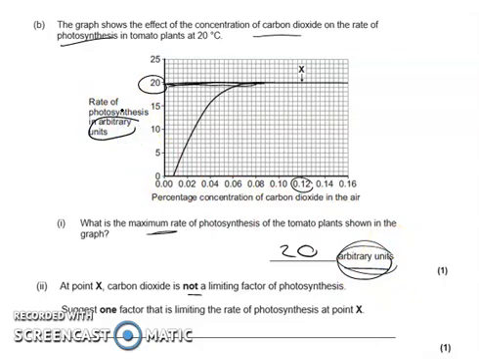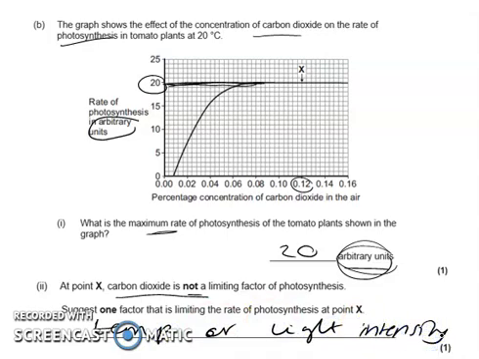The next question says, suggest one factor that is limiting the rate of photosynthesis at point X when carbon dioxide is not a limiting factor. You could have said temperature or light intensity here. Either is absolutely fine.